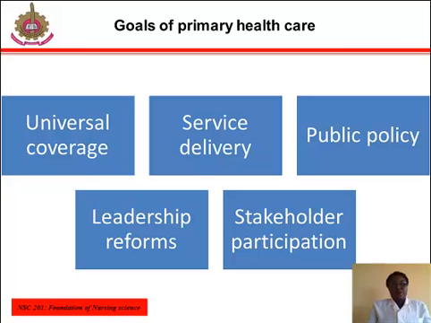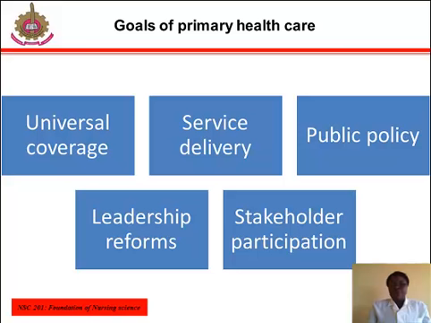What are the goals of primary health care? The ultimate goal is better health for all. The World Health Organization has identified 5 key elements to achieving that goal, which is better health for all.